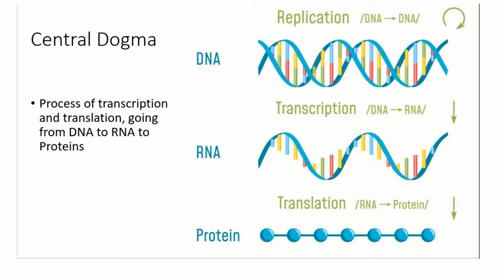Okay, welcome to part 2. We're going to be starting central dogma. So what is that? It's the process of transcription and translation to go from DNA to RNA to proteins. So in this picture to the right, we've got our replication, which we just went over in the last video. And then we're going to go into transcription, which is taking DNA and making it into RNA. So once we have our RNA, we can do translation, taking that RNA and making it into proteins.